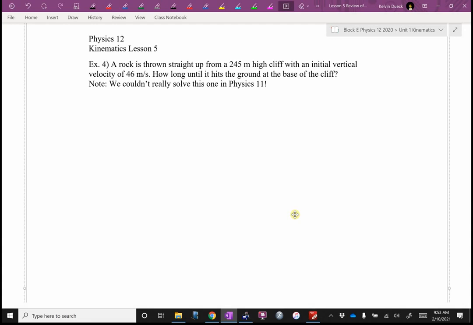A rock is thrown straight up from a 245-meter high cliff with an initial vertical velocity of 46 meters per second. How long until it hits the ground at the base of the cliff? Cool. Sam, what's this asking me to find? Good. What's that 46? More specific, VI?